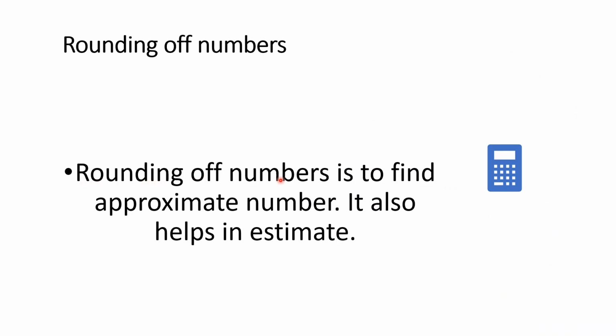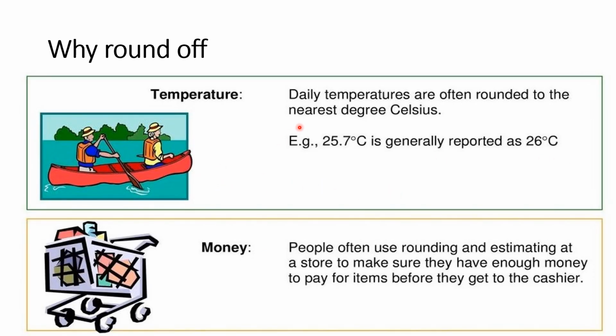Rounding off numbers is to find an approximate number. It also helps in estimating. But why is rounding off necessary? See these examples. For example, daily temperatures are often rounded to the nearest degree Celsius. 25.7 degrees Celsius is generally reported as 26 degrees Celsius. And people often use rounding and estimating at a store to make sure they have enough money to pay for items before they get to the cashier.